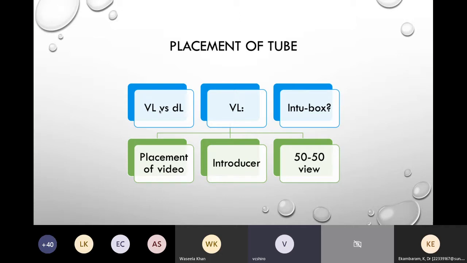When it comes to placement of the video, you need to make sure that it is next to the patient in your line of vision. So you cannot have your video laryngoscope at 90 degrees to you, and then you have to turn your face 90 degrees every time you need to look at the screen. You need it to be as natural as possible. So placement of that video is quite a critical point.